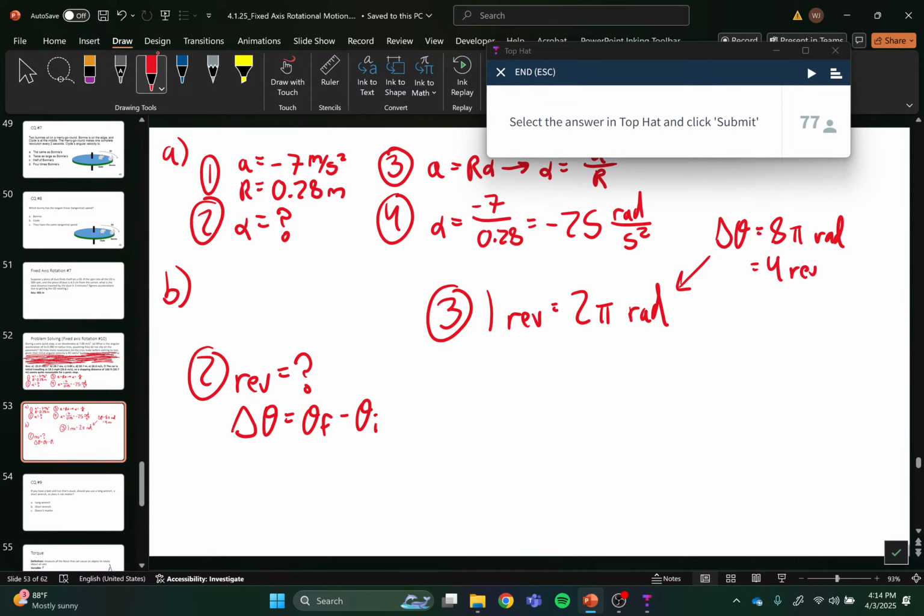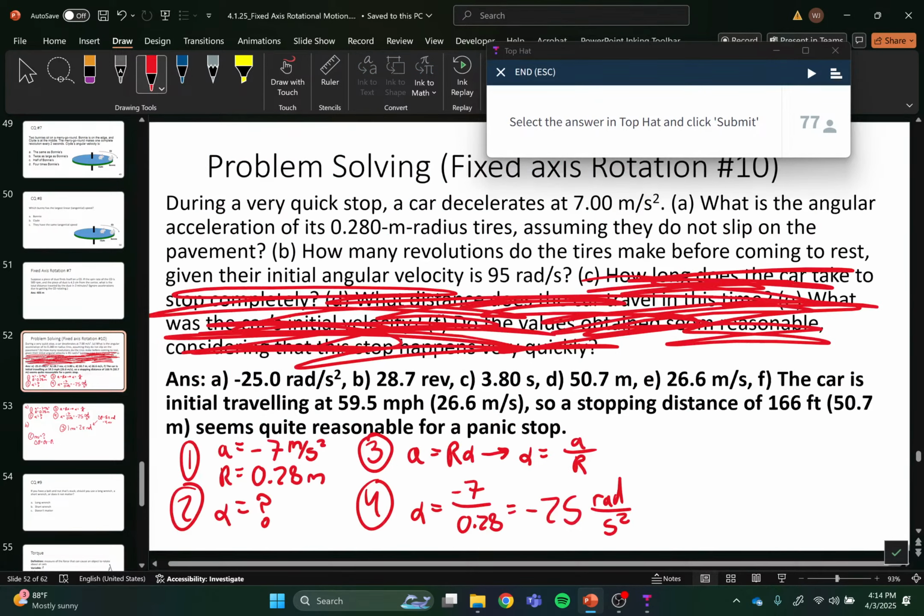Anytime you have revolutions, you just need to find, if it's revolutions per second, angular velocity. If it's just revolutions, find angle. If it's revolutions per second squared, which would be nonsense, the angular acceleration. Okay. We do have a new given.